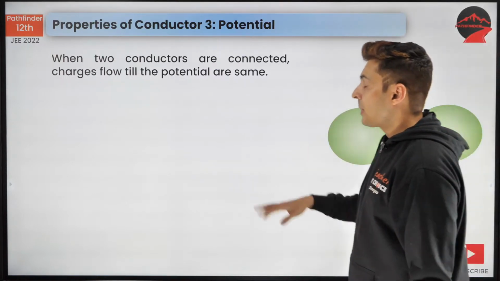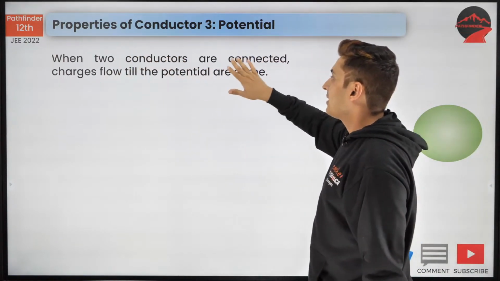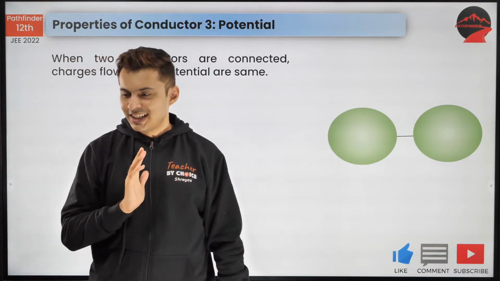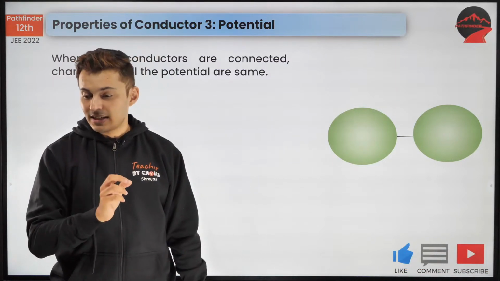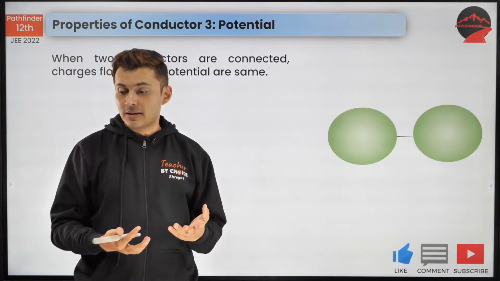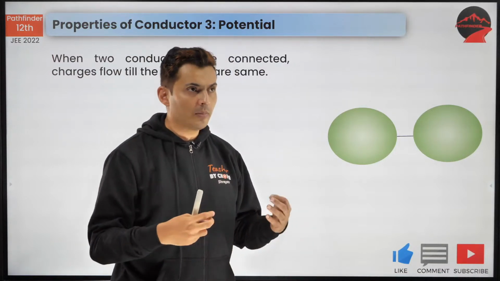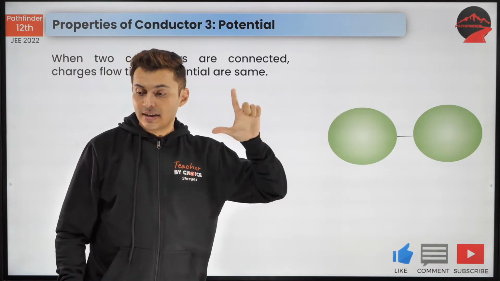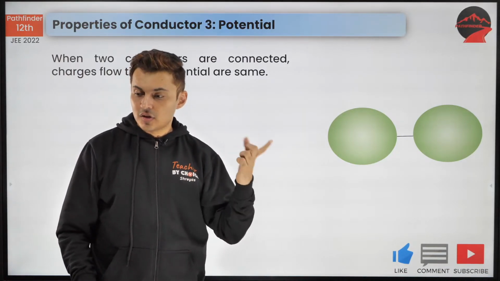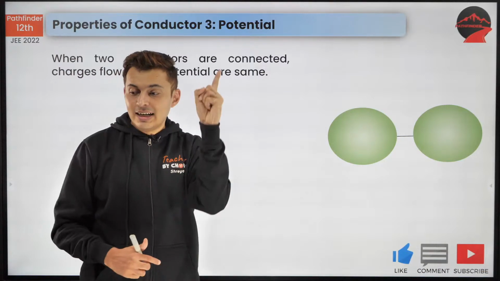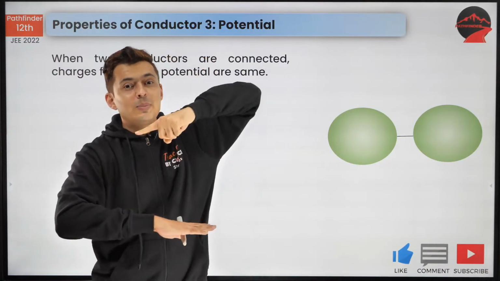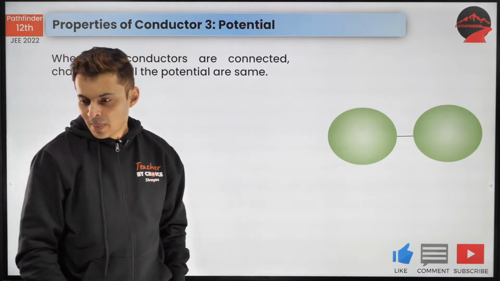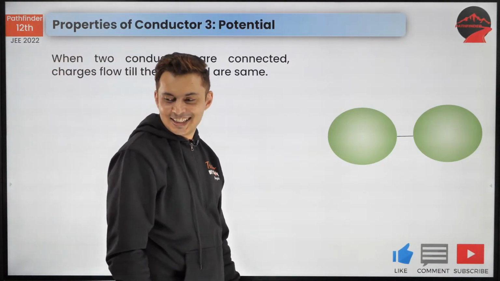Okay, next question. Next property. When two conductors are connected, the charges flow till potentials are equal. Is this an experimental property? No, this is basically going to come from basic properties: field and potential have to be perpendicular. Since field lines are perpendicular to the surface, potential is parallel to the surface. That's what happens.